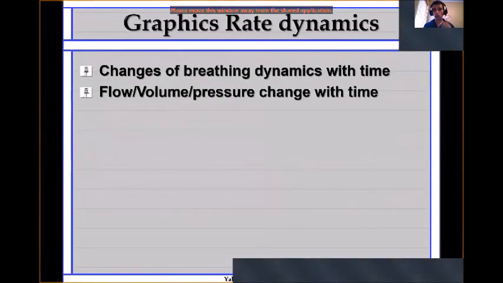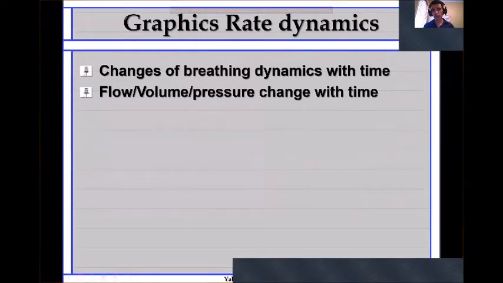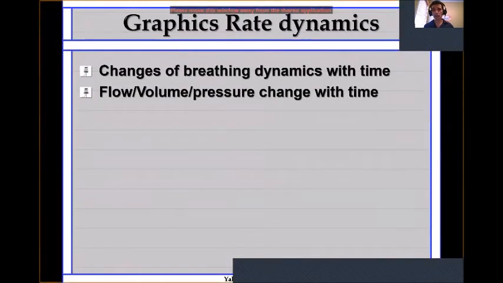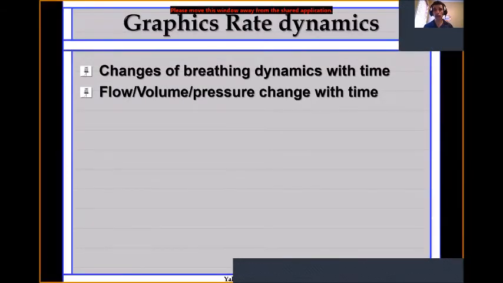And then one we're going to talk about is what we call the graphics. Graphics show us the breath dynamics, comparing one breath to another breath. Remember that loops compare one cycle, parameter versus parameter, while graphics compare one parameter across different breaths over time. So it shows us the change of breathing dynamics with time, and it can be flow, volume, or pressure against time.